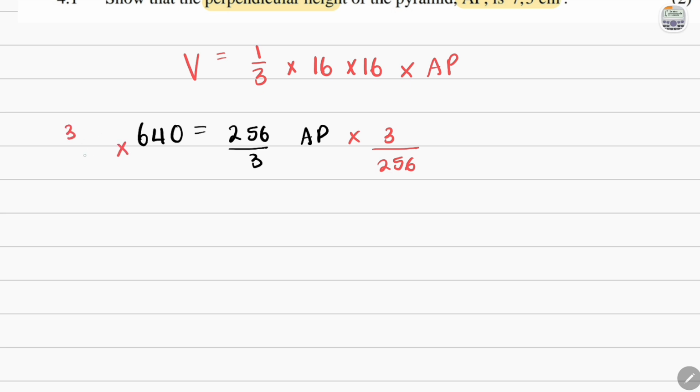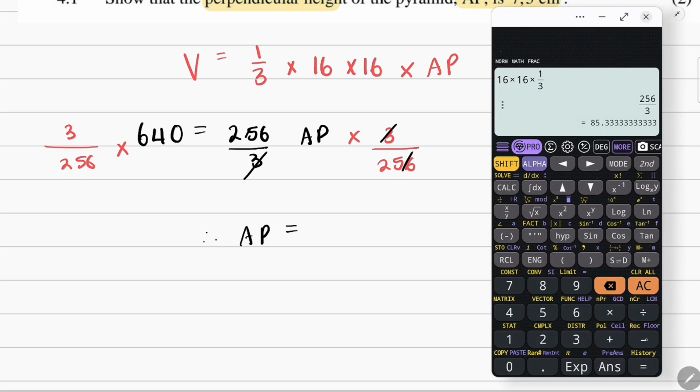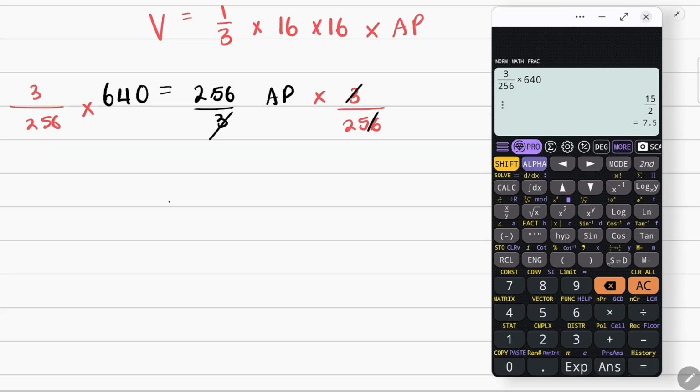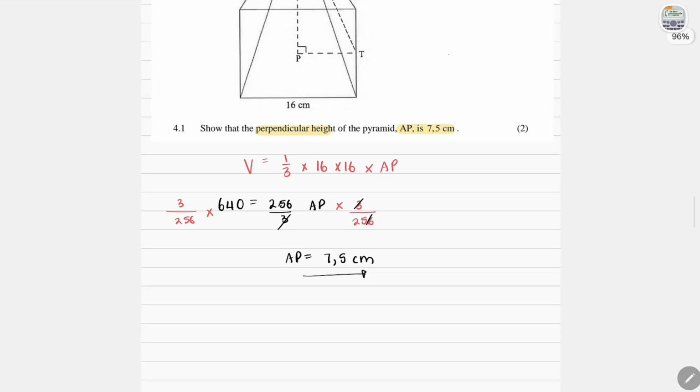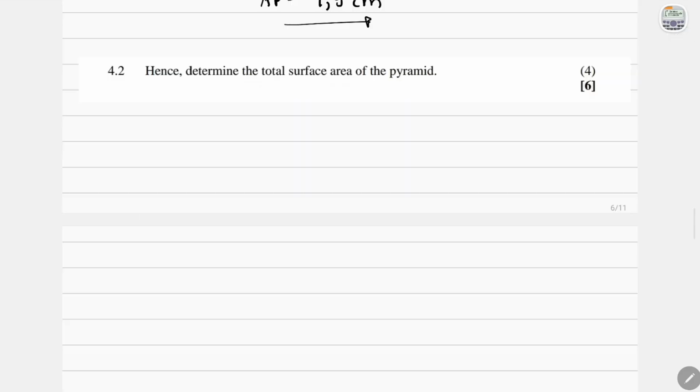So do the same on this side. Okay, so there we will have AP is finally equal to, because everything cancels here, and then find out what this multiplied by 640 is. So all of that, and as you can see, that is indeed 7.5. So AP is finally equal to 7.5 centimeters. And that is our answer. Moving on to the next question.